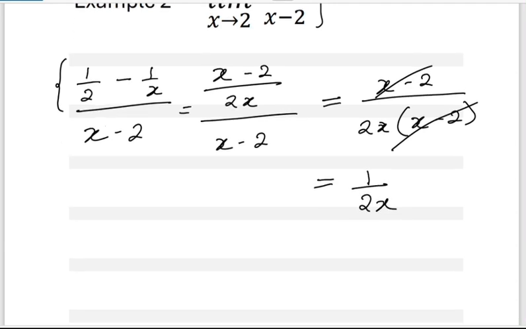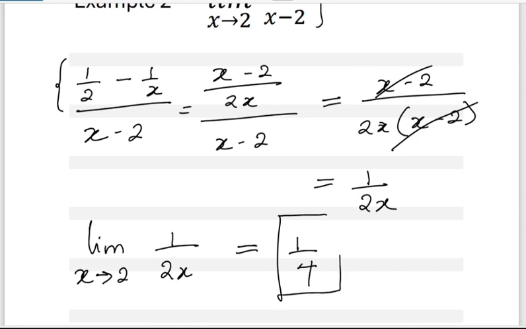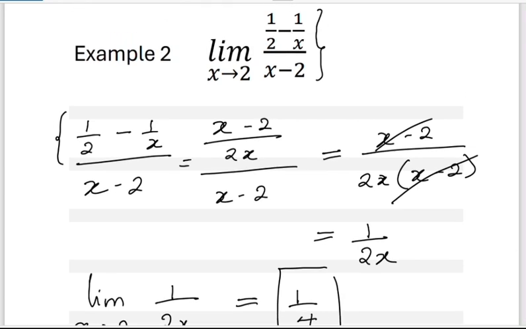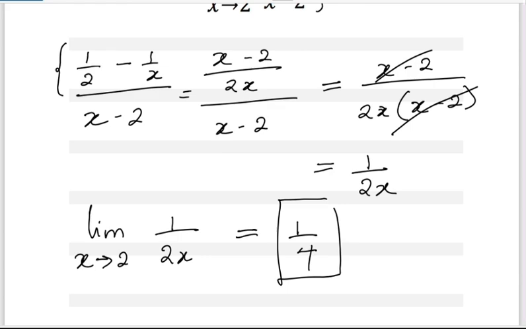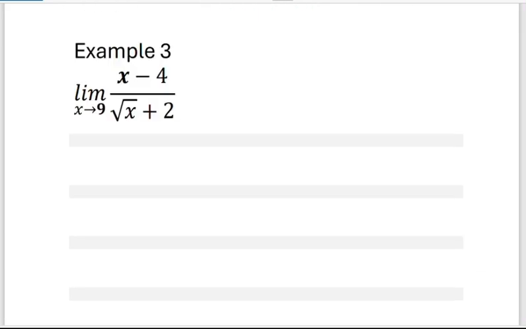So let's put that back in the limit. We're going to have that the limit as x tends to 2 is 1 over 2x. And if we put x as 2 here, this is simply going to be 1 over 4. And this solves the problem. So you don't have to apply it directly here. You just have to simplify it first and then find the limits. For example 3, we're going to do the very same thing.